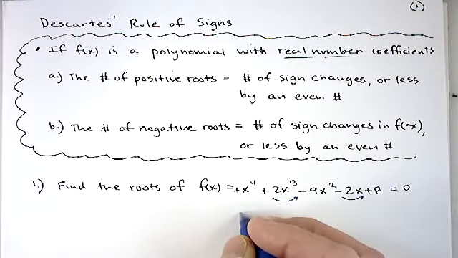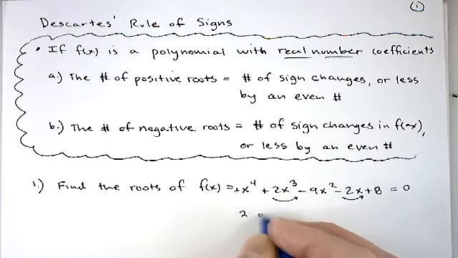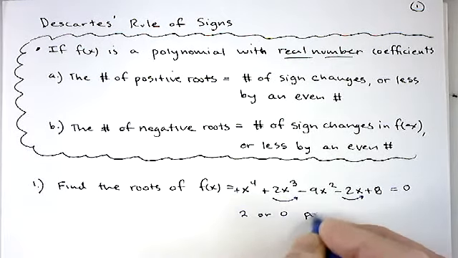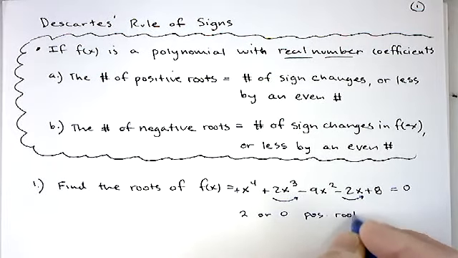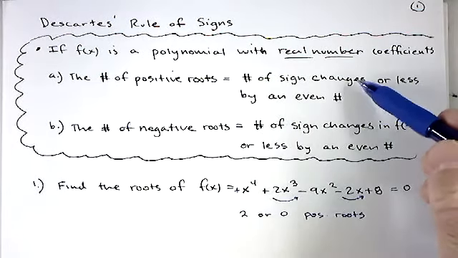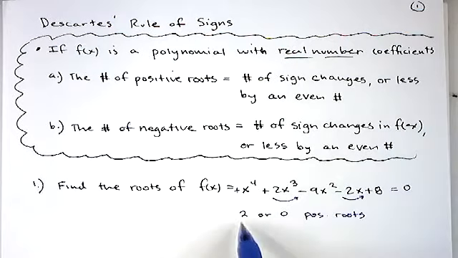So what that tells me is there are either 2 or 0 positive roots, right? It says it's equal to the number of sign changes or less by an even number. So there were 2 sign changes, and then if I subtract 2, which is the only even number I could subtract here, I either have 2 or 0 positive roots.